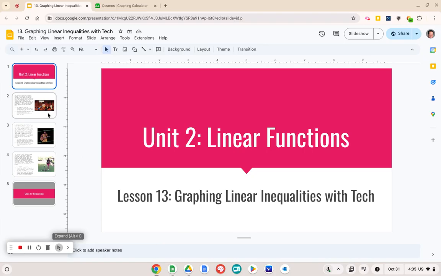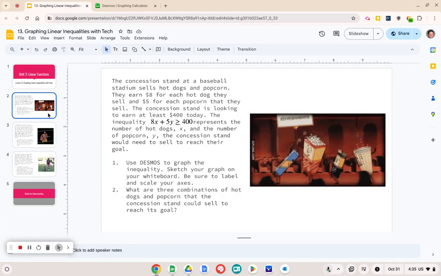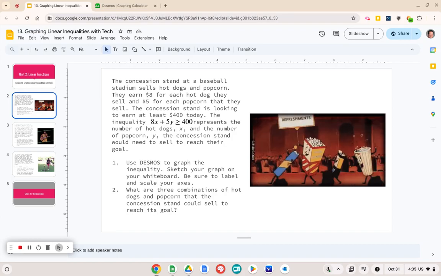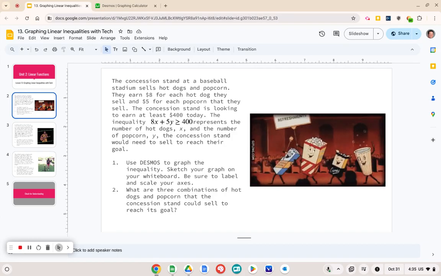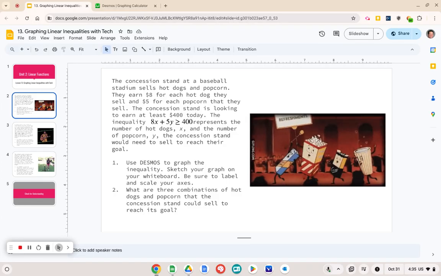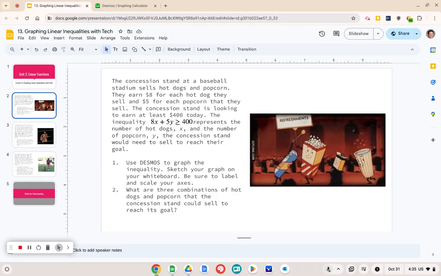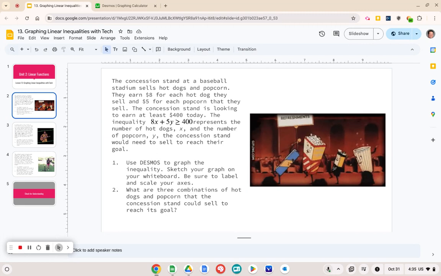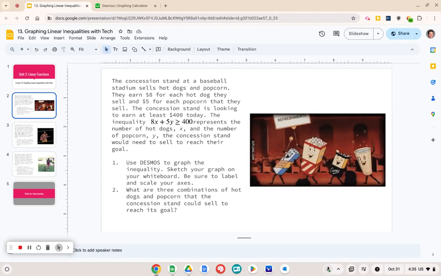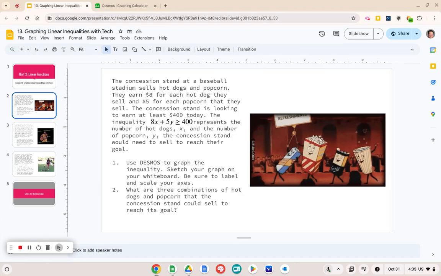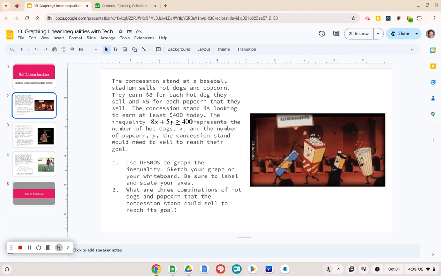So the first problem that we're going to be dealing with here has to do with a concession stand at a baseball stadium. Its primary focus is to sell hot dogs and popcorn. Every hot dog that they sell, they earn $8, and they earn $5 for each popcorn they sell. The concession stand is looking to earn at least $400 today. The inequality 8x plus 5y is greater than or equal to 400 represents the number of hot dogs, which is x, and the number of popcorn, which is y, that the concession stand needs to sell to reach their goal.